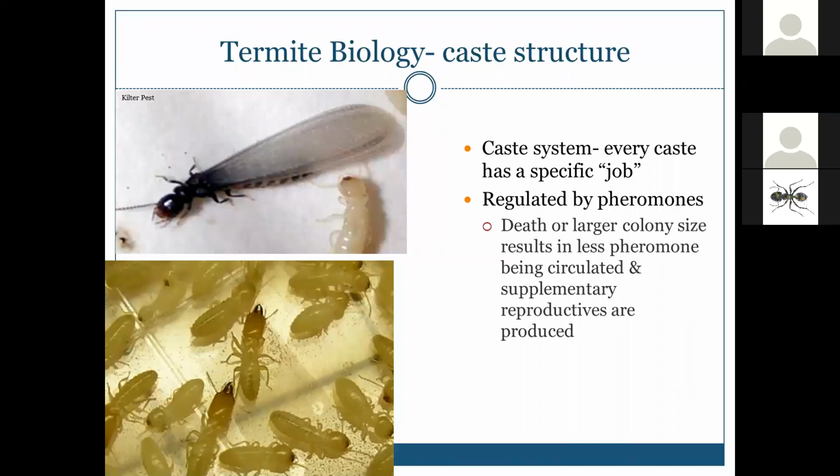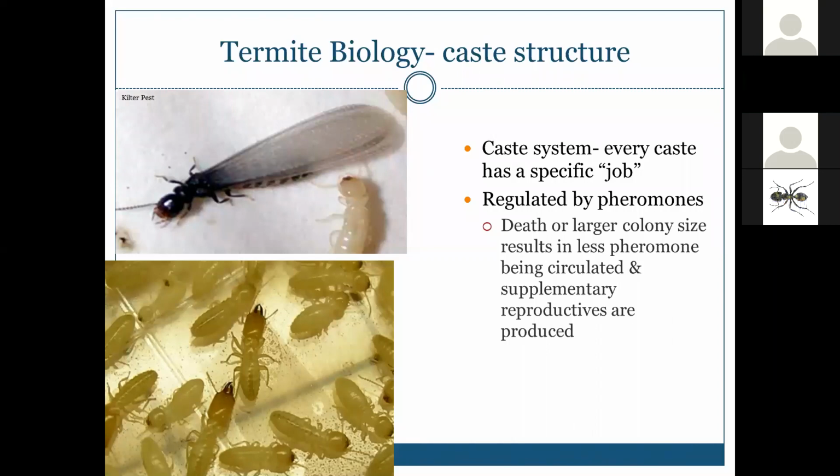If that queen dies, or if the colony gets so large that part of it is out of range of the pheromone, then supplementary reproductives are going to be produced by the colony. Essentially, that's going to be a king and a queen that develop out of those immature termites, as you saw in the previous slide, to compensate and make sure that the colony is able to continue.